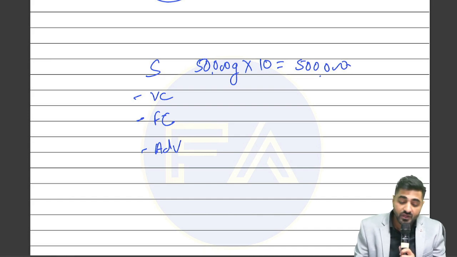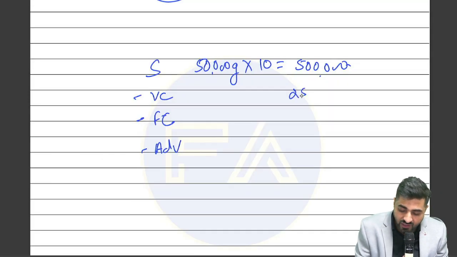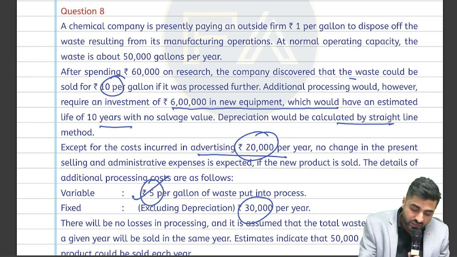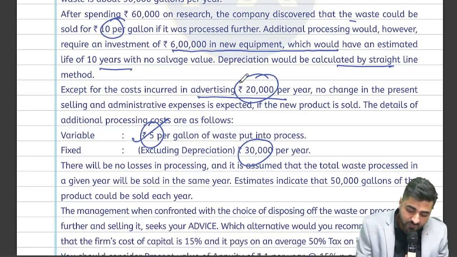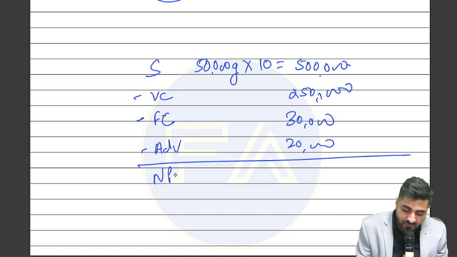Yes, sir. What is variable cost? Beta, variable cost is ₹5 per gallon. So 2,50,000 will be your variable cost. Is there any fixed cost? Come on, yes or no? Yes, sir, 30,000. Is there any advertisement cost? Come on, yes or no? Yes, sir, 20,000. So can I say this will now give me my NPBDT?